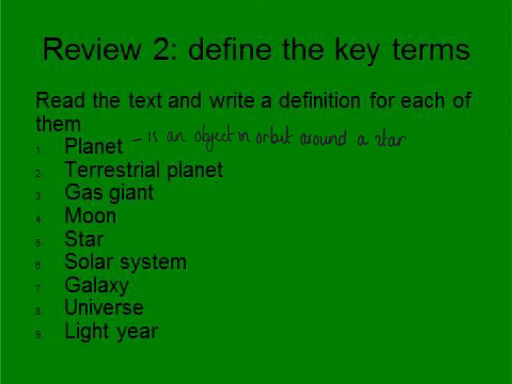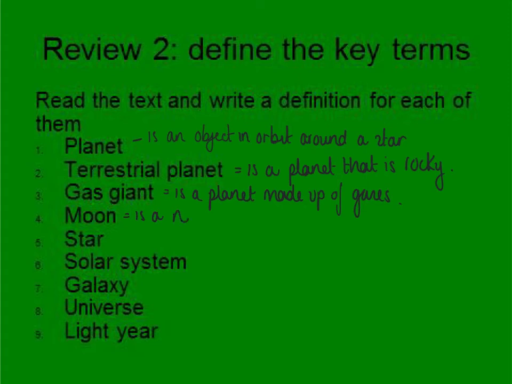Question 2 then, a terrestrial planet. A terrestrial planet is a planet that is rocky, so it's made up of rocks. And a gas giant then is a planet made up of gases, so it's a gas planet. The Moon then, so let's have a look at the Moon. The Moon is a natural satellite that orbits Earth.